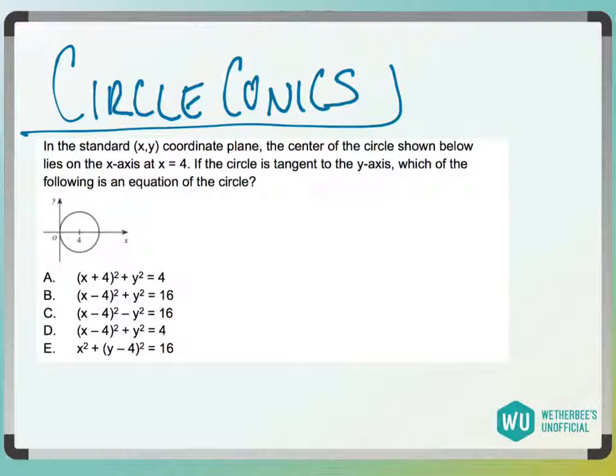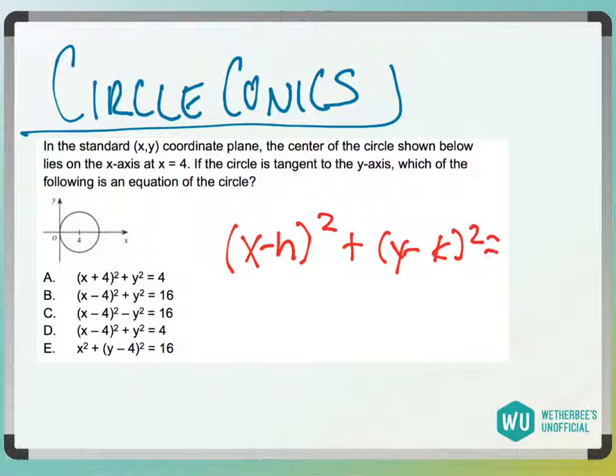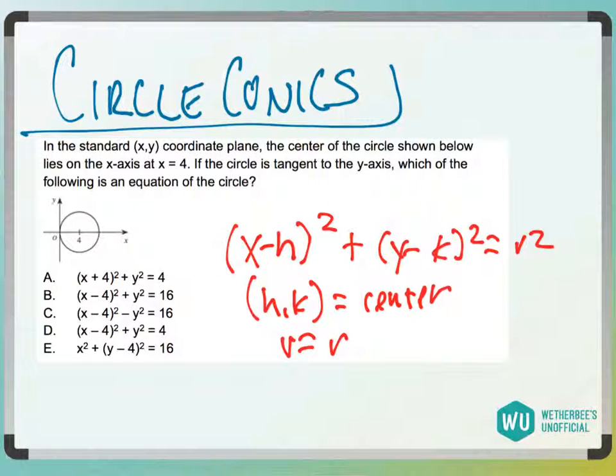All right, so circle conics, right circles in a coordinate plane. The equation of them is x minus h squared plus y minus k squared equals r squared, where h comma k is the center, and r is the radius. Okay, we have a radius here of 4.